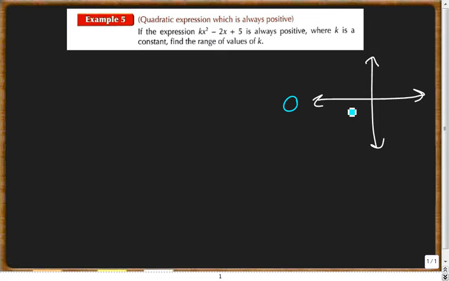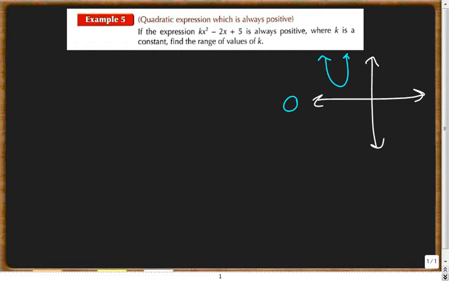Everything below the x-axis represents negative numbers for y, so it can't be there either. It has to be all the way over the axis. It cannot touch the x-axis. So we know that because it's always positive, it can't touch the x-axis. So if it can't touch the x-axis, what does that mean about our discriminant?